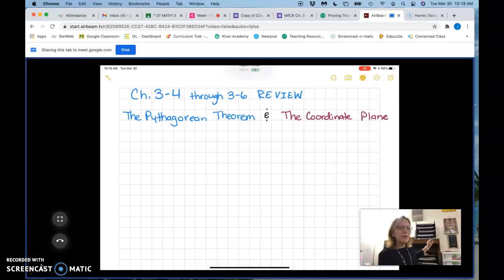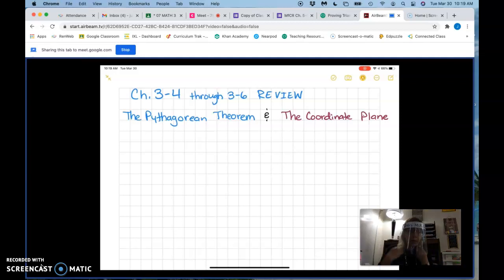Okay, so we're reviewing for the chapter 3.4 through 3.6 test, which is tomorrow. We are covering two main things on this test: the Pythagorean theorem and the coordinate plane. Those are going to be our two focuses for our review today. So right now, I want you to pause the video and write the formula for the Pythagorean theorem down. Do it now.